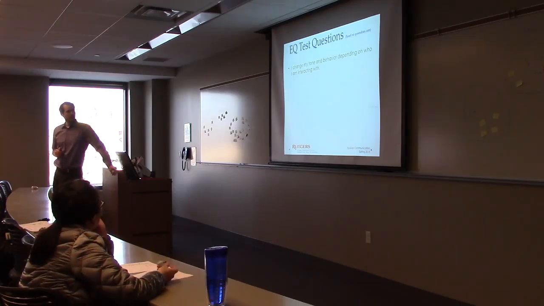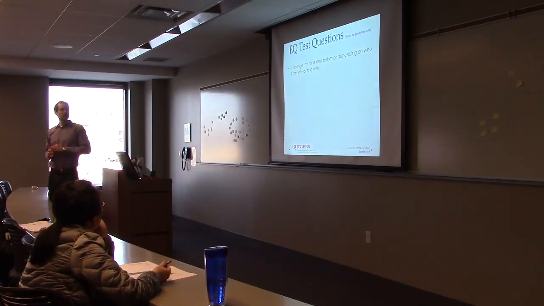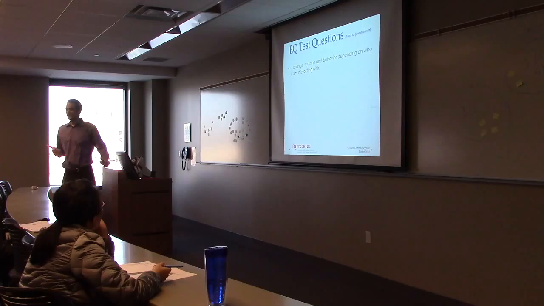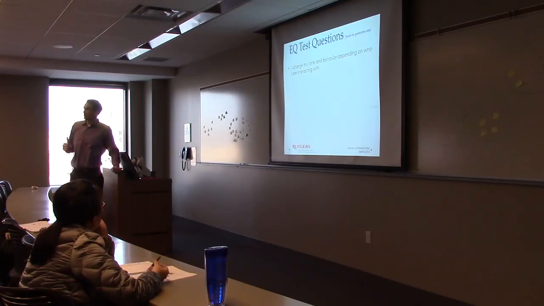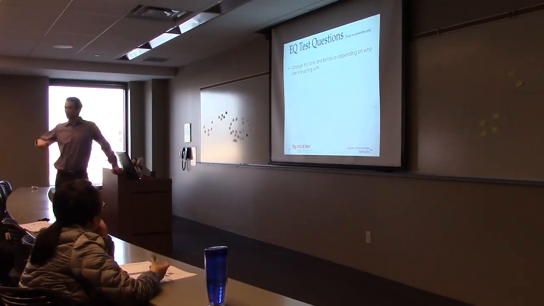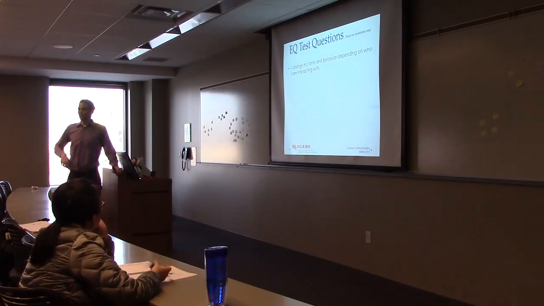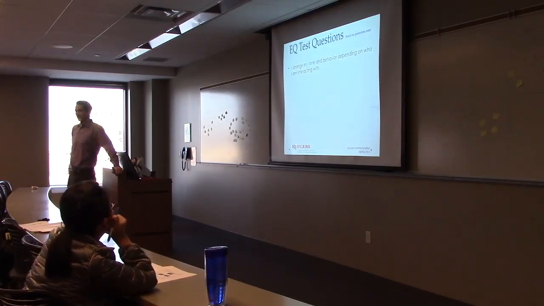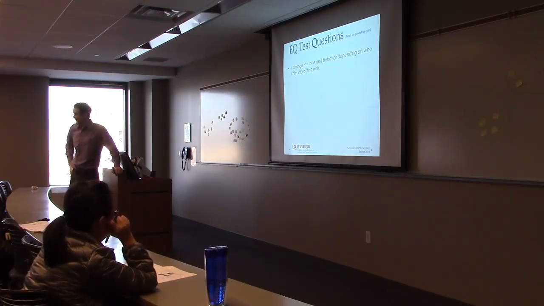First one, imagine this person. This person says to you, I change my tone and behavior depending on who I am interacting with. So first question, is this a high EQ person or a low EQ person? And what category do you put it in? High EQ. High EQ. Excellent. In what category?